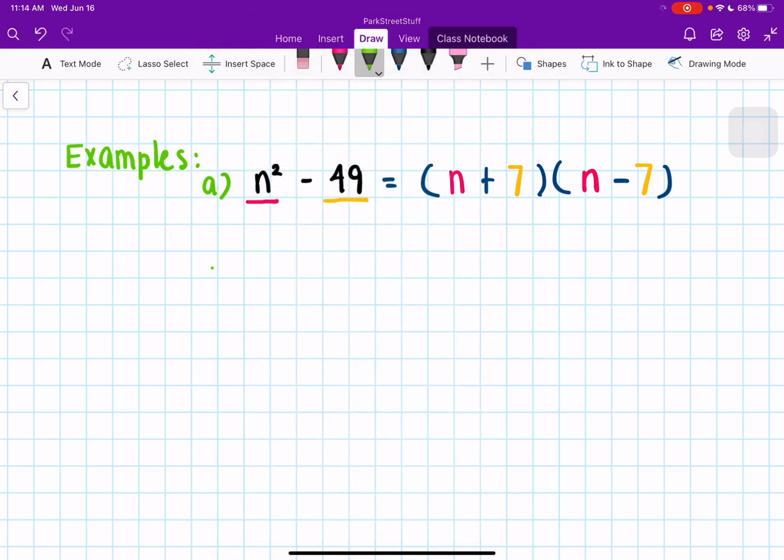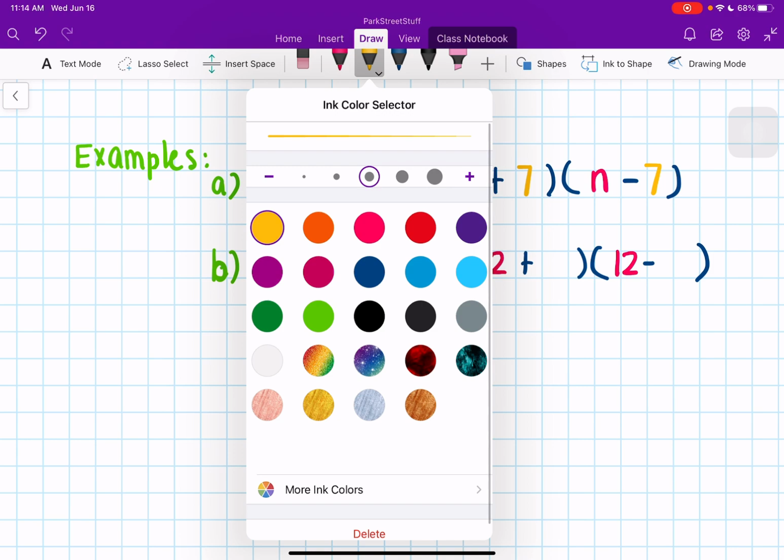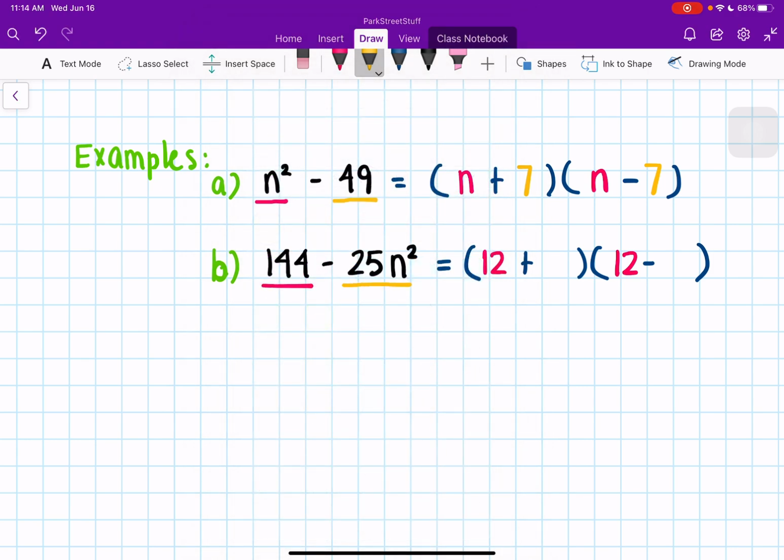And let's go to another example. Now here, again, I do have perfect squares. 144 is a perfect square, and then 25n squared is also a perfect square. So we can go straight to our brackets. The square root of my first term is 12. And then I will have plus minus. And then the square root of my second term is 5n.